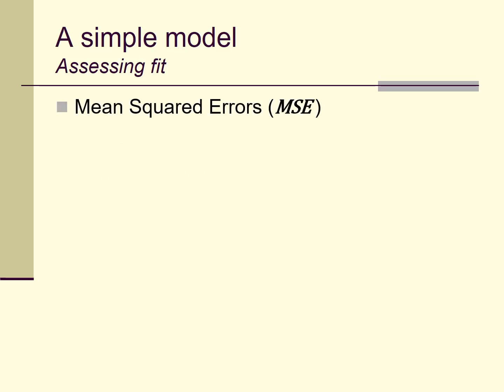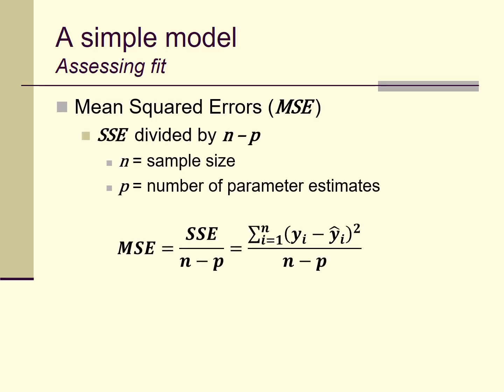Well, that calculation is really simple. That's just the mean squared error, which is just the sum of squared error divided by n minus p, where n is the sample size and p is the number of parameter estimates. So here you can see my sum of squared error formula divided by n minus p. N is going to be, I think, 60 people. Parameter estimates is going to be 1 because we're estimating one parameter, the population mean. We're using the sample mean to estimate the population mean, so p is 1, n minus p is 59.